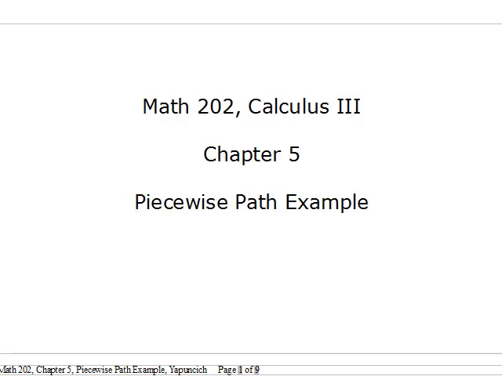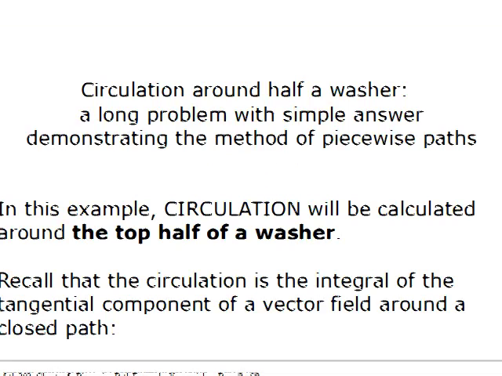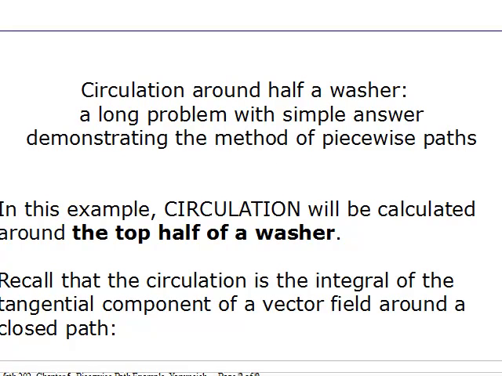This is lecture 9 for chapter 5 of Calculus 3, and in this lecture I'll discuss a piecewise path example of a line integral. In this example, I'm going to calculate the circulation around the top half of a washer. So what we're looking for are the tangential components of the vector field along this closed path.